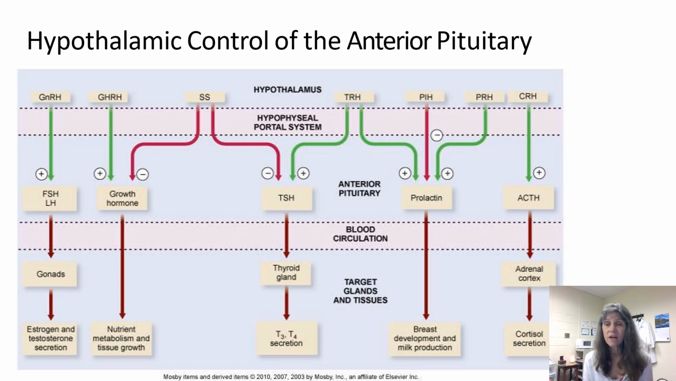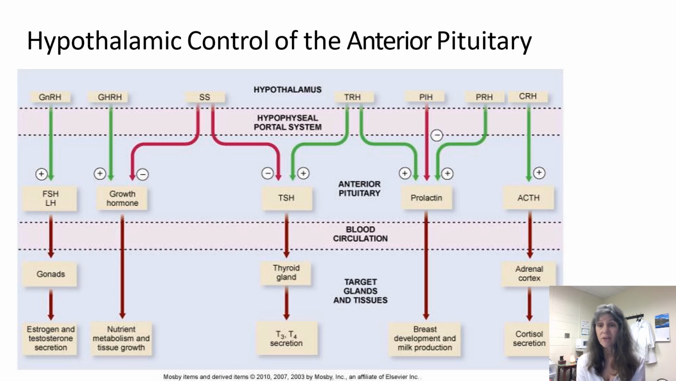And then we have prolactin inhibiting hormone, which is going to inhibit the release of prolactin from the anterior pituitary gland. And we also have prolactin releasing hormone, which will stimulate the release of prolactin. When prolactin is released into the bloodstream, it will reach eventually the target glands and tissues in the breast, which causes the production of breast tissue and milk production.